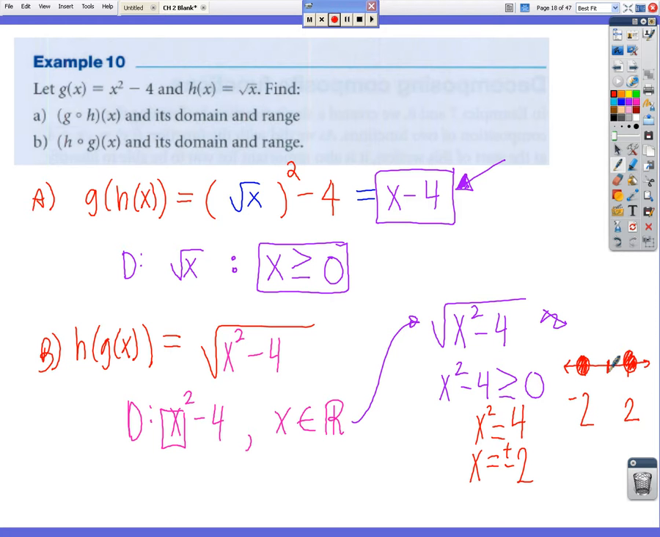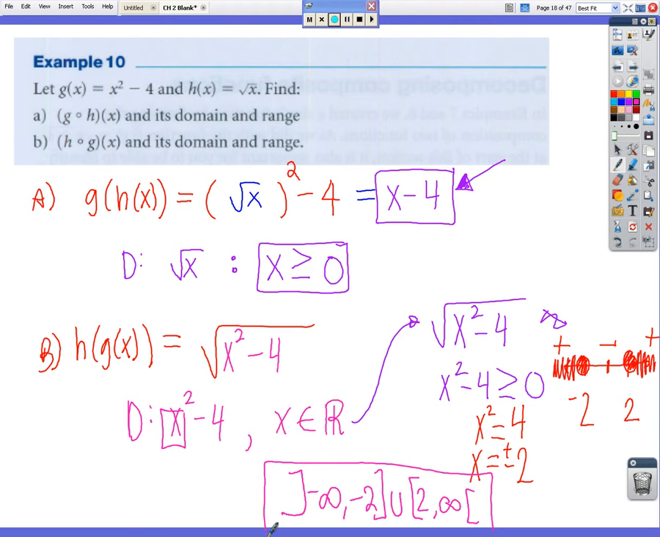I'm going to test 0. If I put in 0, it becomes negative. If I put in any of the values outside of negative 2 to 2, they'll be positive. So here's my domain for this function. My domain written, using the notation that you just saw a second ago, is negative infinity to negative 2 inclusive, union with 2 to positive infinity, not inclusive. Crazy looking notation, right? All right, moving on.